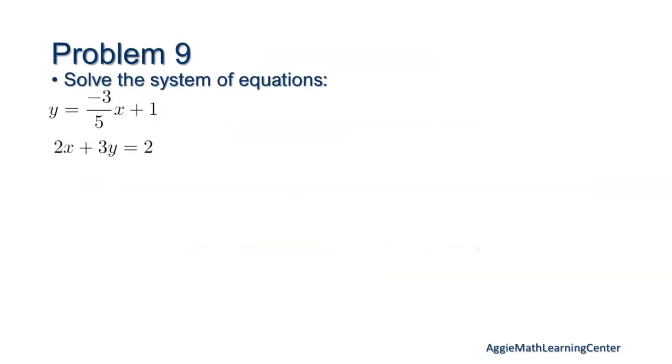Okay, let's do it. First, mainly because here we already have this y equals. If I plug this straight into this y, all of a sudden I have only x's, and I can just solve for x, which is super nice. So I'm going to do 2x plus 3, and then negative 3 fifths.